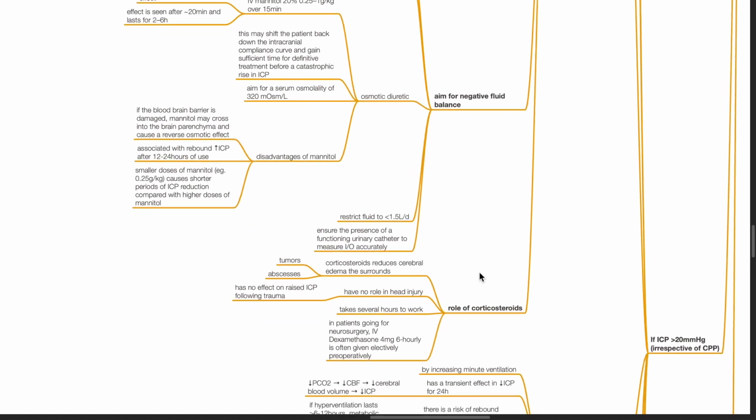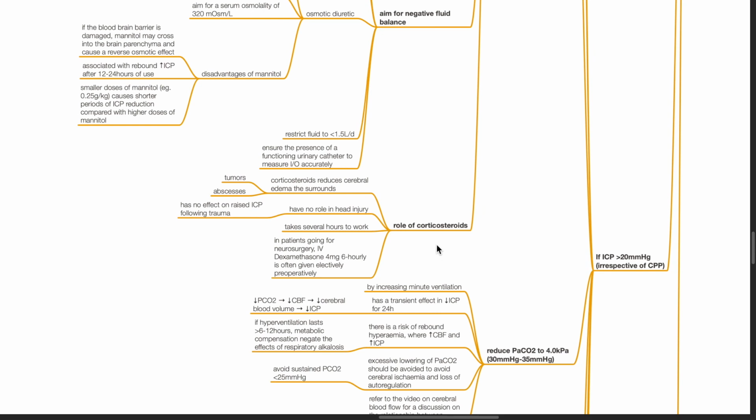Regarding the role of corticosteroids, corticosteroids reduce cerebral edema that surrounds tumors and abscesses, however, they have no role in head injury as they have no effect on raised ICP following trauma. Corticosteroids take several hours to work. In patients going for neurosurgery, IV dexamethasone 4 mg 6 hourly is often given electively preoperatively.